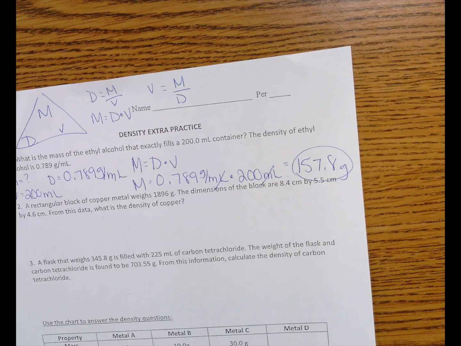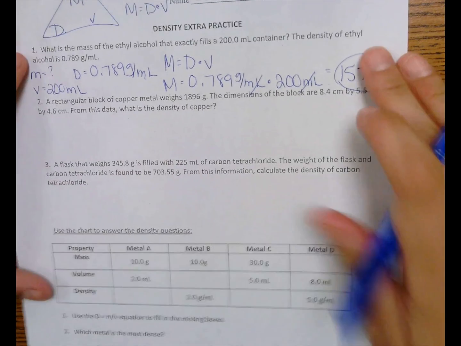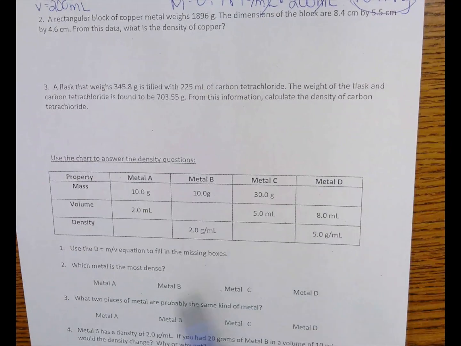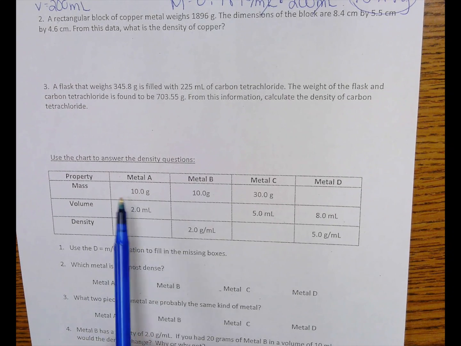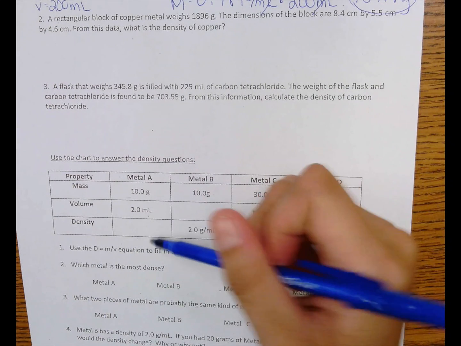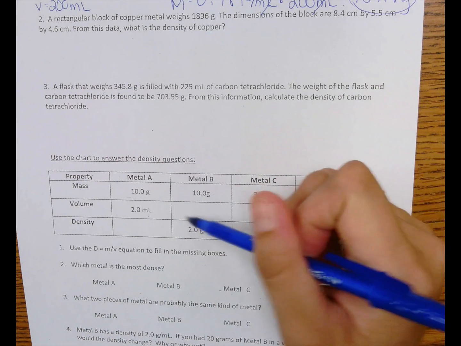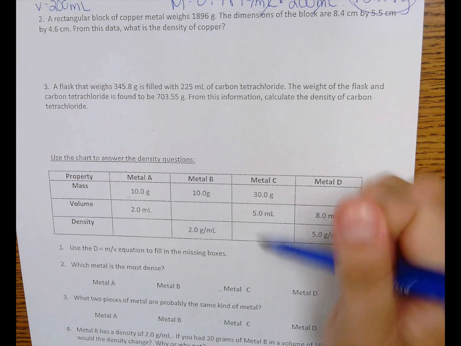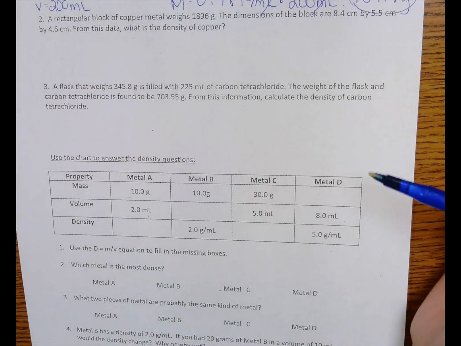A lot of people have been confused on this section of the chart. So I want to go through and show you exactly how we're going to solve this problem. It's not as complicated as it looks. So we have right here the mass, the volume, and no density. So for metal A, we need to solve for the density. For metal B, we need to solve for the volume. For metal C, we need to solve for density. And for metal D, we need to solve for the mass.